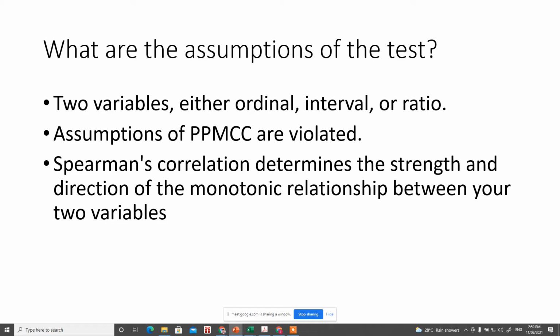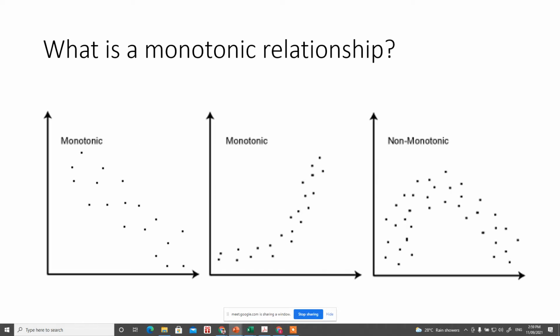However, Spearman's correlation determines the strength and the direction of the monotonic relationship between your two variables rather than the strength and the direction of the linear relationship between the two variables, which is what Pearson's correlation determines. So in other words, the Spearman rho correlation determines only the strength and the direction of the monotonic relationship. So what is a monotonic relationship?